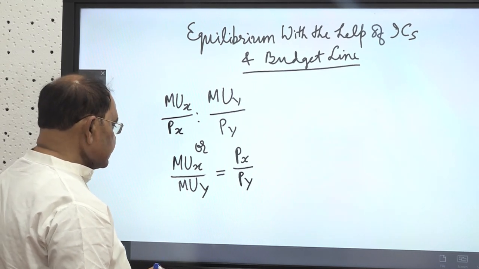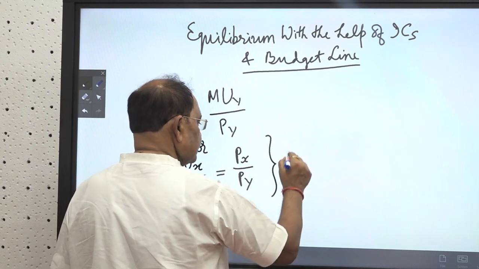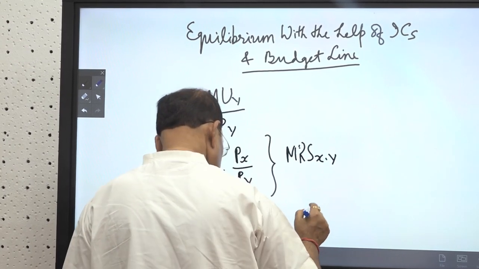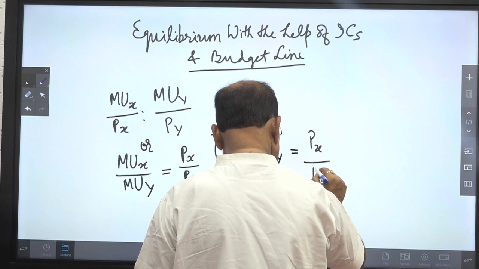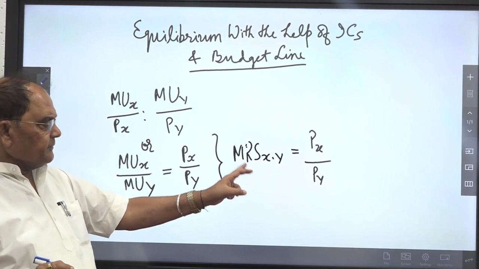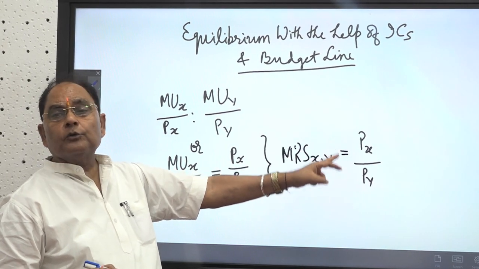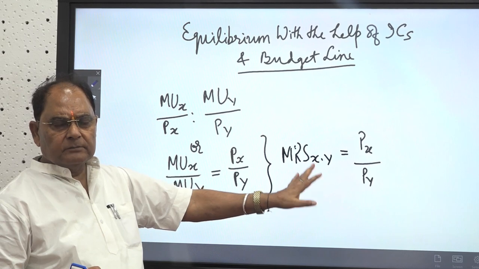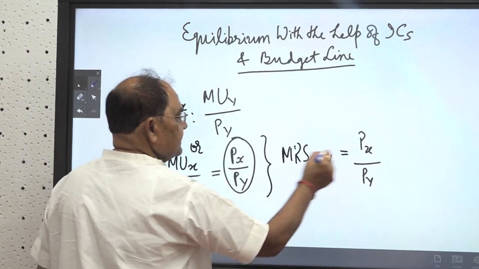And we can write this under the indifference curves analysis. We know that MRSXY is equal to PX upon PY. Under the indifference curves analysis, where marginal rate of substitution of X for Y with regard to the two commodities is in a unitary position, there the equilibrium actually takes place. So, if you notice, this situation and this situation is exactly the same.